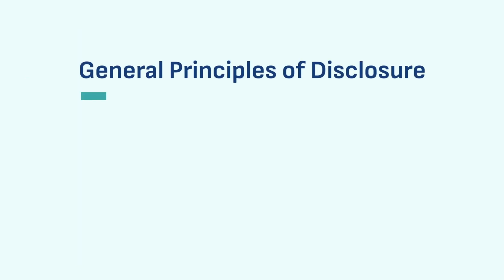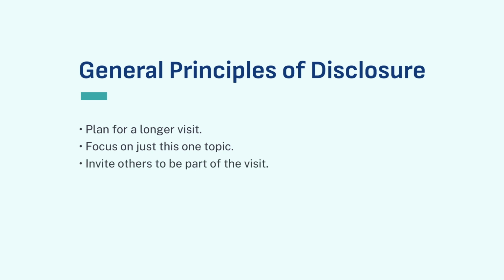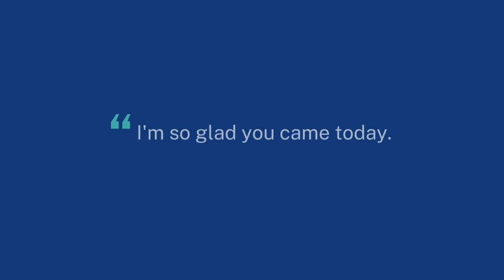Here are a few general principles about disclosure. Try to plan for a longer visit, at least 20 to 30 minutes, and focus your visit on just this one topic. Invite others to be part of the visit because people with dementia often don't retain all the information you provide. Say hello to and include everyone in the room. You might say something like, "I'm so glad you came today. Remember, we need to support caregivers too."